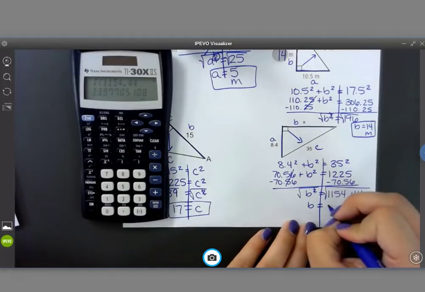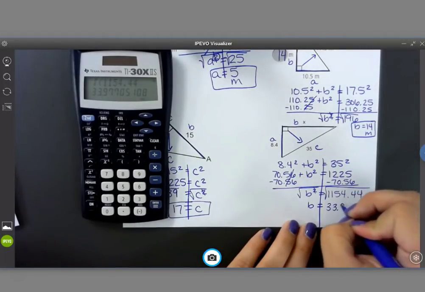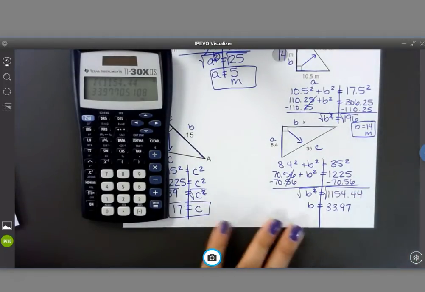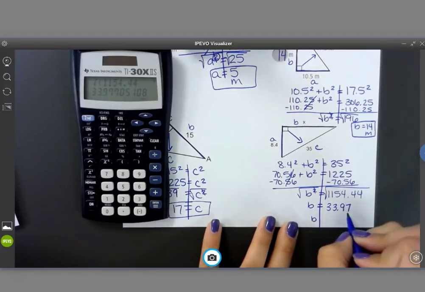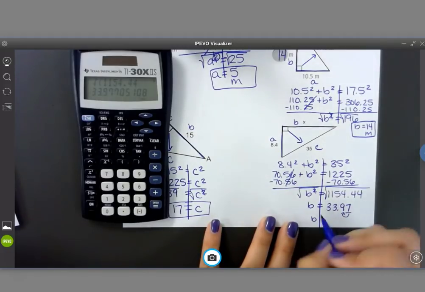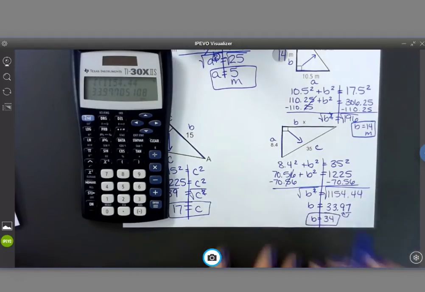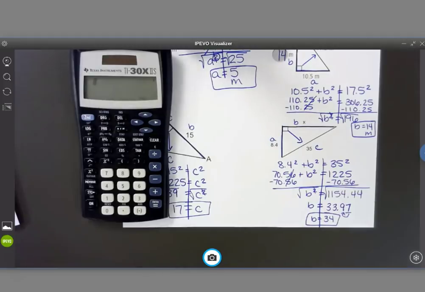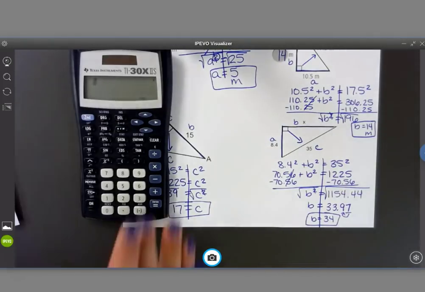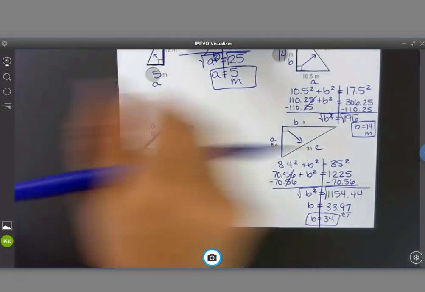So I'm going to write down 33.97. So that's going to round, the 7 is going to tell me round the 9 up. Since it's a 9, I'm actually going to end up rounding this up to 34. Always round to the nearest tenth as needed.